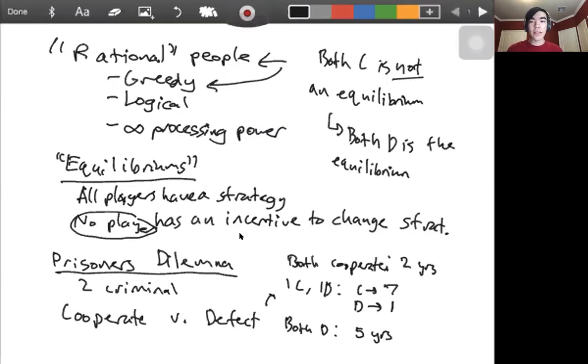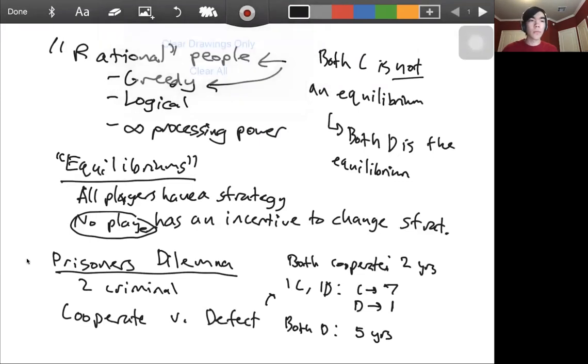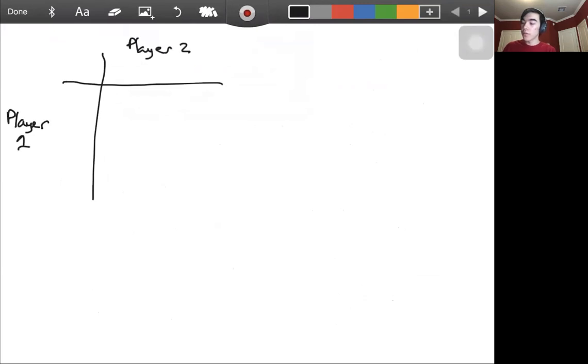Okay, now that these definitions are out of the way, we can go into some more mathy bits. So how do you represent a game in mathematical terms? Well, a very common way of doing it is drawing grids like this. So the rows correspond to player 1's choice, and the columns correspond to player 2's choice. To make it simple, let's just have each player have one choice. Player 1 can choose A or B, and player 2 can also choose A or B.